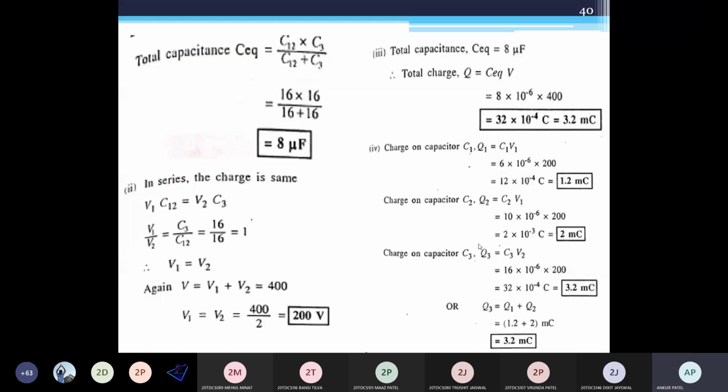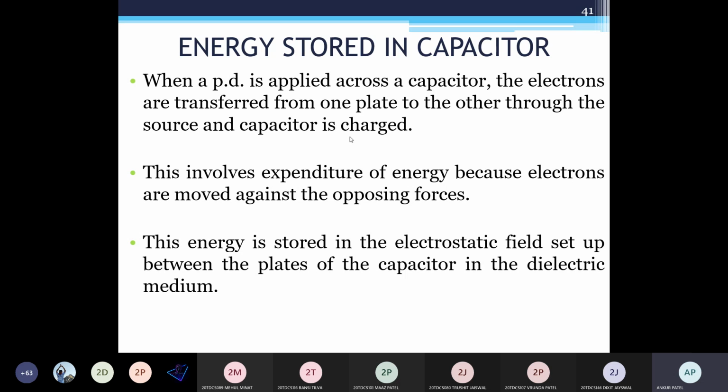Okay, so this is for capacitance in series and parallel. So you need to find equivalent capacitance, charge stored in capacitor. You need to find voltage across each capacitor. So you can find out by these methods, okay? So in the next lecture, we'll see.